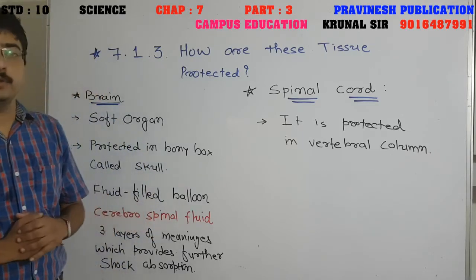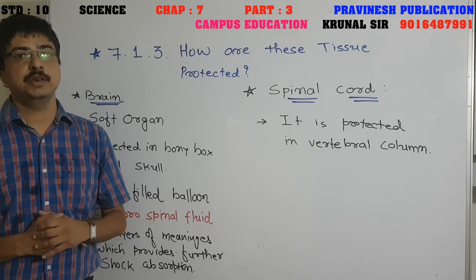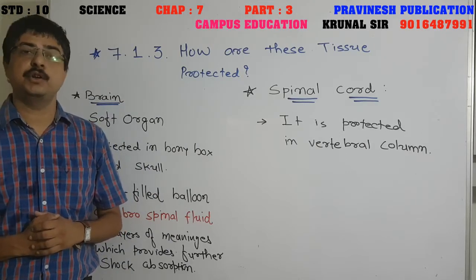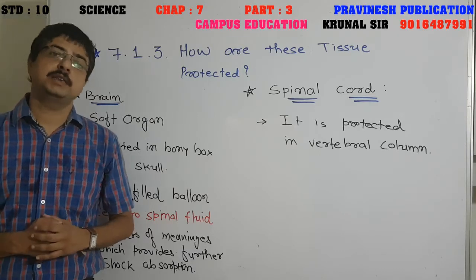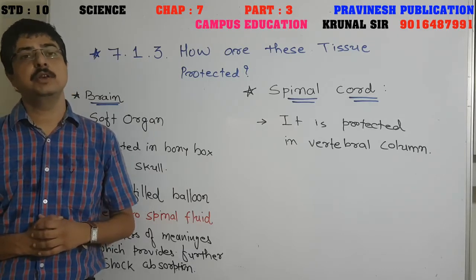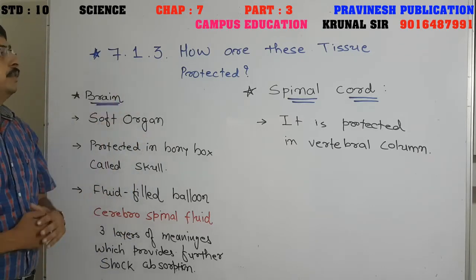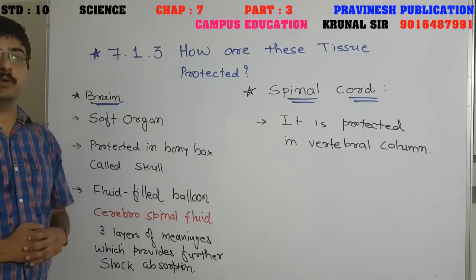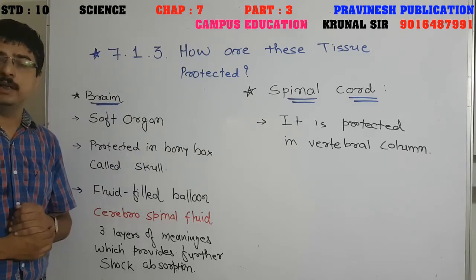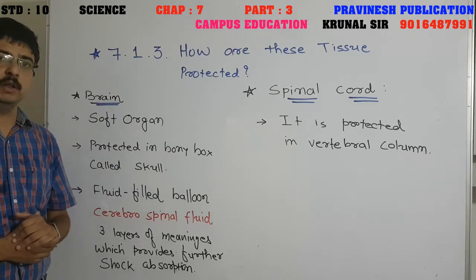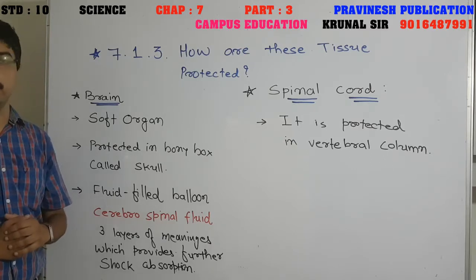Today I am going to explain Standard 10 Science Biology Chapter number 7 Control and Coordination Part 3. Friends, in the last topic I had explained about the human brain. Now topic 7.1.3, how is this tissue protected? Friends, we have two main organs, one is the brain and the second one is the spinal cord. So it is very important to protect these two organs in our body.